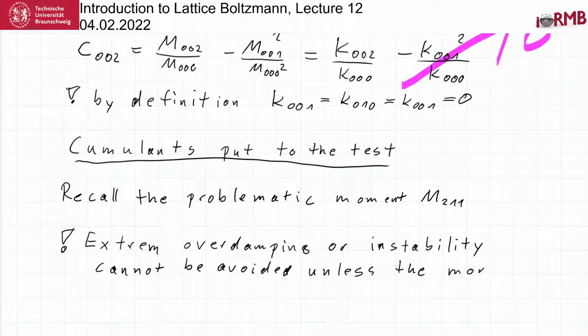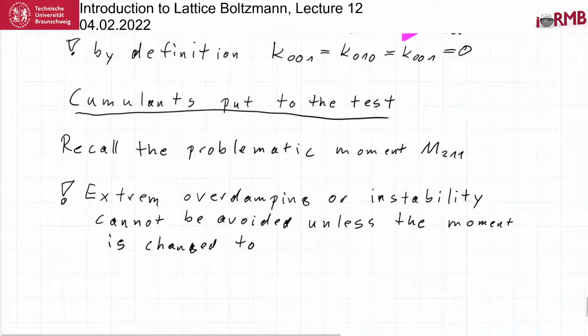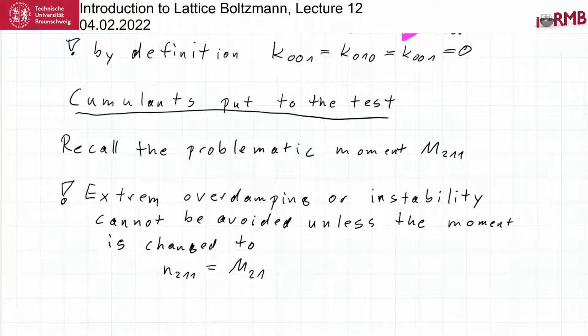So unless the moment is changed to, so we had N211, which we say is equal to M211 minus theta M011. So if we relax this, then this problem that either the simulation goes unstable or we get an extreme overdamping can be avoided.